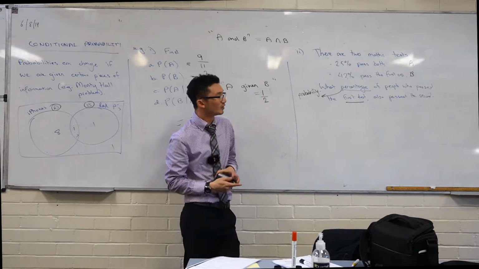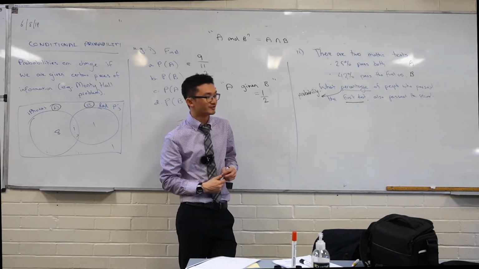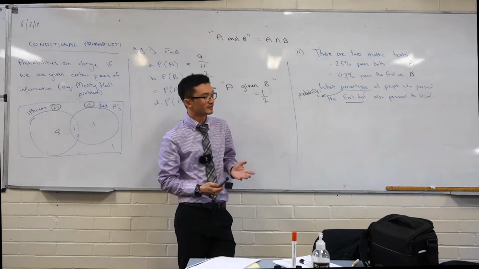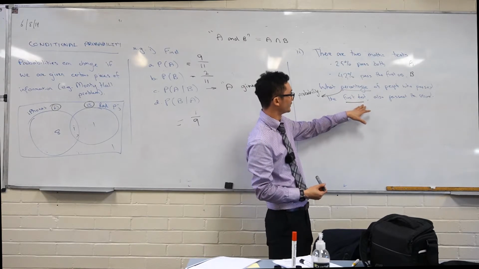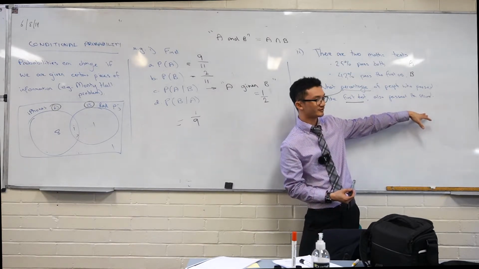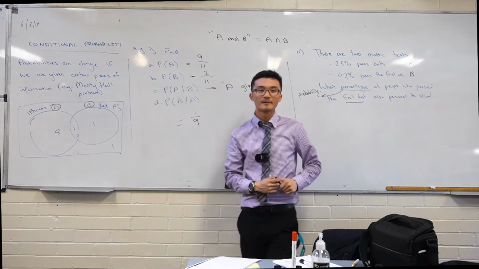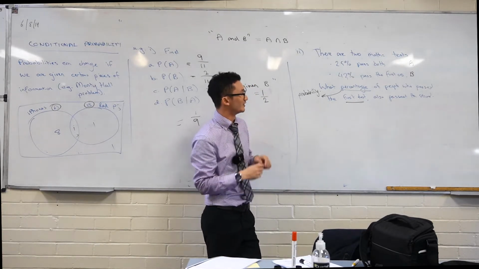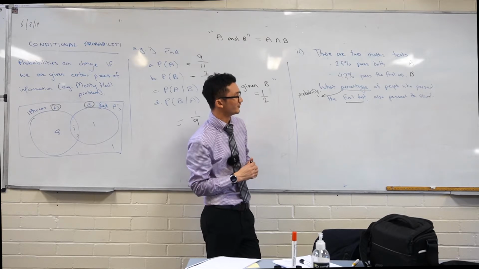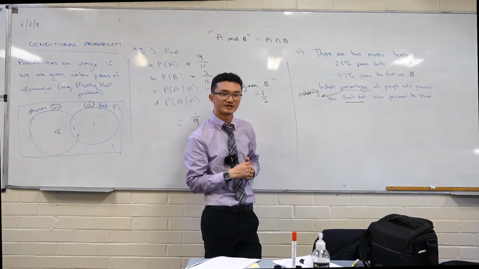Well, what are we restricting? We're restricting to people who passed the first test. Can you kind of see that? Because I'm only interested in what percentage of people who passed the first test also passed the second. Isn't it just 25? Read the question carefully. What percentage of people who passed the first test also passed the second?